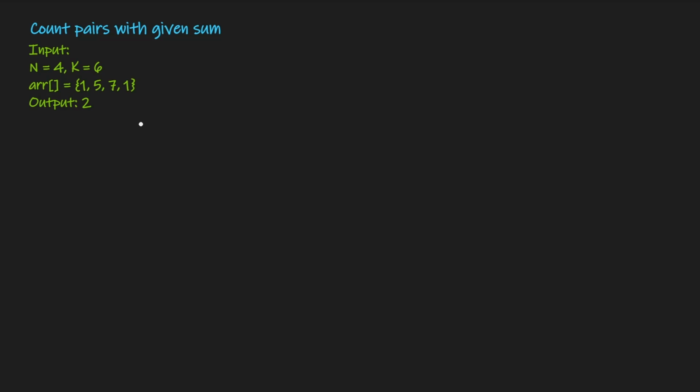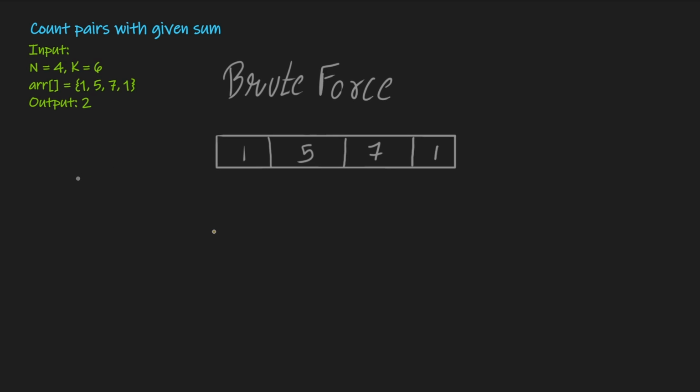For solving this question, we have a brute force approach and the optimal approach. First, we are gonna see the brute force approach. In the brute force approach, we actually find all the pairs and check whether the sum of those pairs is equal to k or not. If the sum is equal to k, we are gonna just increase the count. Otherwise, we are just gonna leave that pair. So here, the count value will be equal to 0 in the starting.